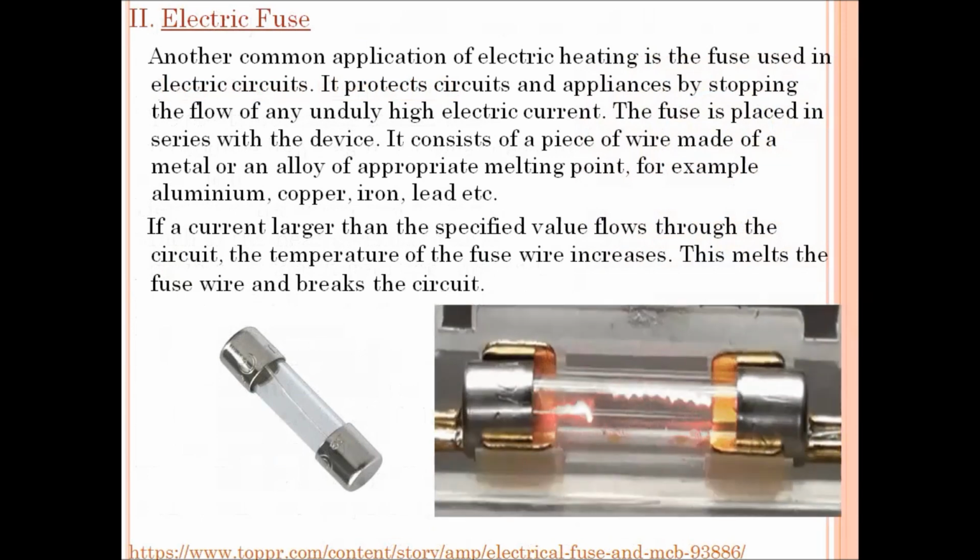Electric fuse. Another common application of electric heating is the fuse used in electric circuits. It protects circuits and appliances by stopping the flow of any unduly high electric current. The fuse is placed in series with the device. It consists of a piece of wire made of a metal or an alloy of appropriate melting point. If a current larger than the specified value flows through the circuit, the temperature of the fuse wire increases. This melts the fuse wire and breaks the circuit.